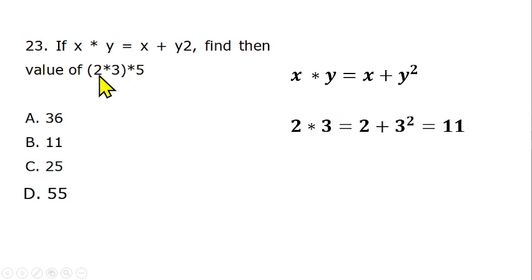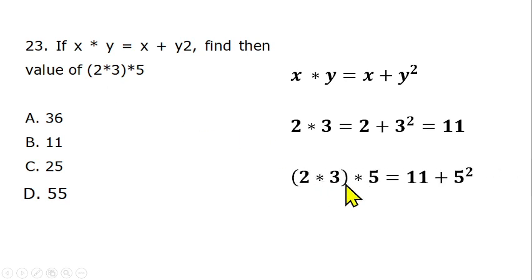All you need to do is first simplify the bracket 2 asterisk 3. So 2 asterisk 3 will be, our S is 2, our Y is 3. If you put that into this rule, you have 2 plus 3 squared. That will give us 3 squared is 9, plus 2. That will give us 11. So return that here. You have 11 asterisk 5.